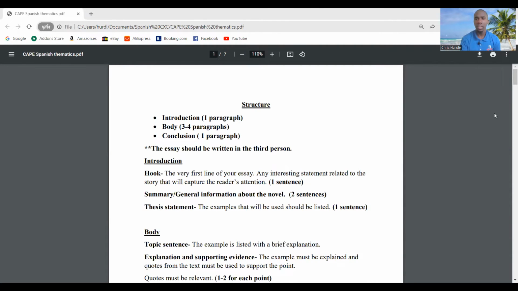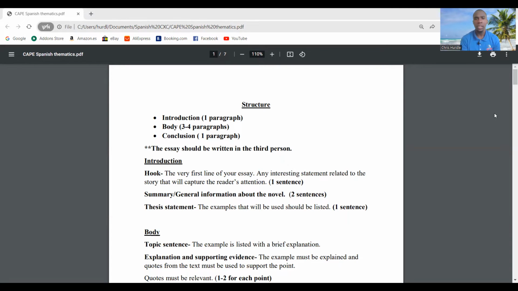The essay should be written in the third person, because the third person gives the most objective voice. Therefore, it is the default for many essays. Not all essays have to be written in the third person, but that's usually the default because it presents the most objective voice. Okay. So for this essay, third person.